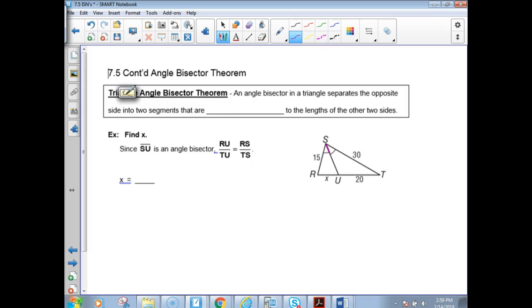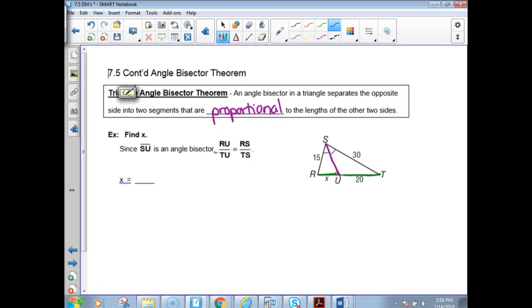The angle bisector here is SU. And an angle bisector in a triangle separates the opposite side into 2 segments that are actually proportional to the lengths of the other 2 sides. So what does that mean? Well, what it means is if you have an angle bisector SU, it will cut the RT side into RU and UT. And RU and UT are in the same proportion.